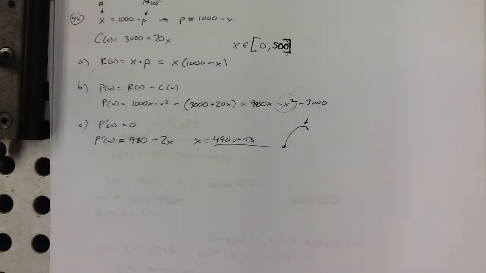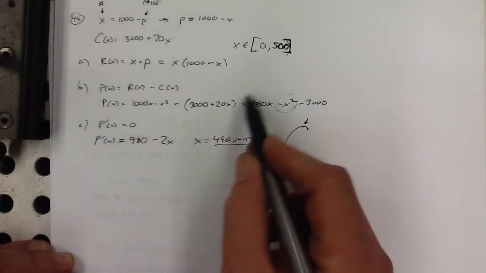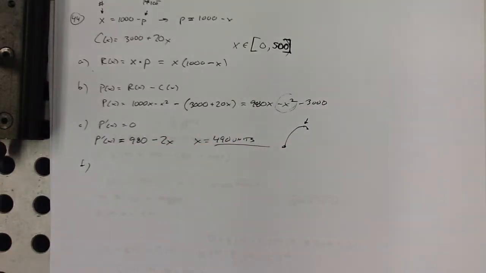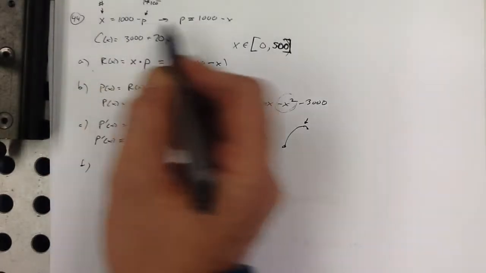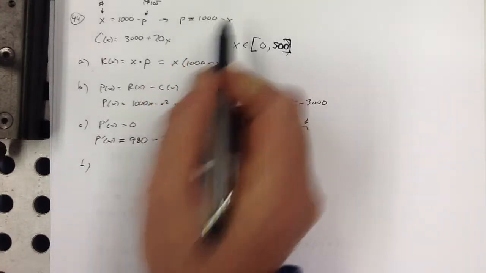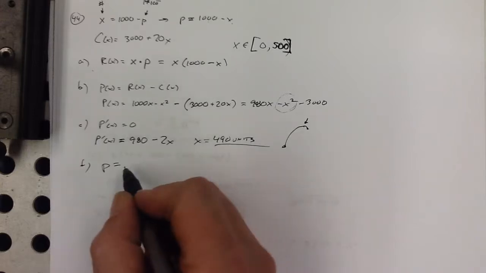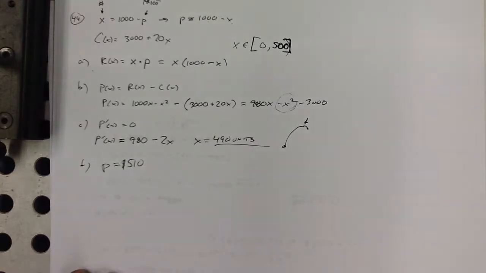Find the maximum profit. Well, to find the maximum profit, you just need to plug 490 into this. This is our profit function. So you can do that, whatever that is. What price per unit must be charged to obtain the maximum profit? So if I know 490 units is the X, then I know the P is 1,000 minus that. So the price that's going to give us the maximum profit is $510. Right?